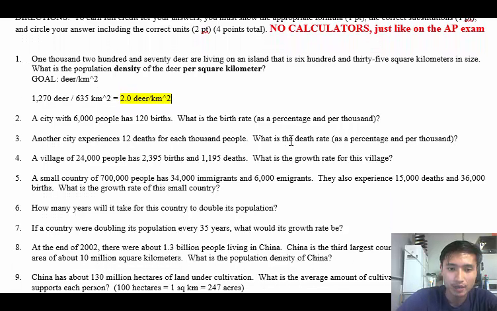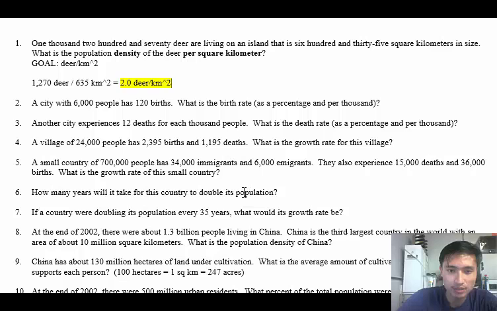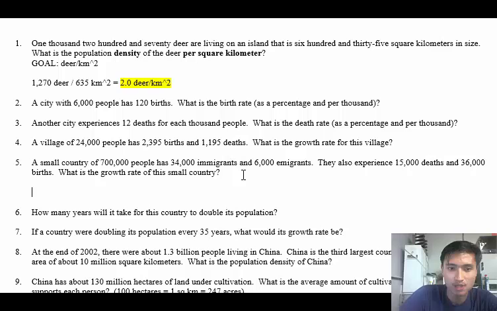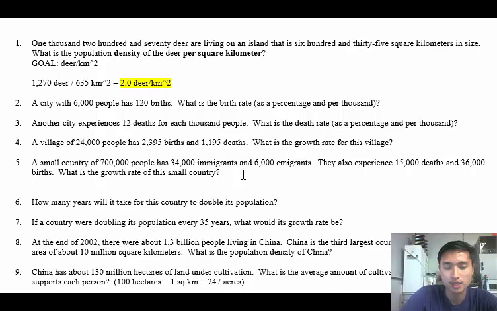All right. Let's go ahead and skip down to number 5 for our next practice problem. So number 5, a small country of 700,000 people has 34,000 immigrants and 6,000 emigrants. They also experience 15,000 deaths, 36,000 births. And so it finally asks, what is the growth rate of this small country? So I want you guys to take a moment, look at your notes, try to figure out how you are going to calculate growth rate, try to figure out what adds to a population and what subtracts from a population.